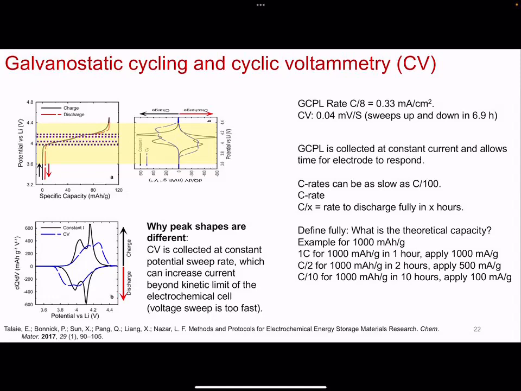But it is convenient because then it tells you roughly how long something's been cycled, C over 10, C over 2, it tells you the magnitude of the cycling. But once again, it's not so standardized.